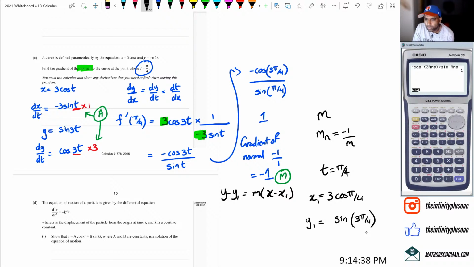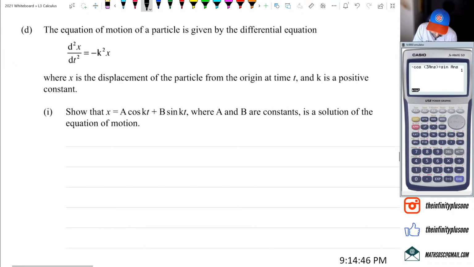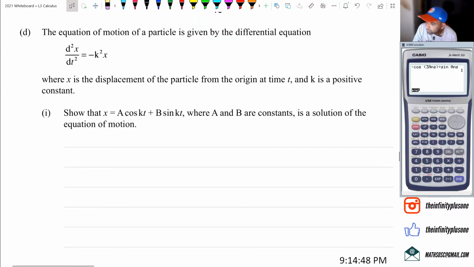Okay, so we are shifting to the next question, guys. The last question for differentiation, which is a painful question, but actually it's not too bad.